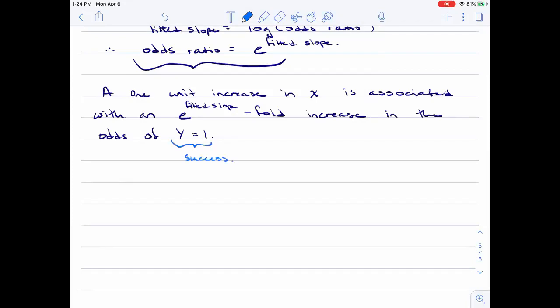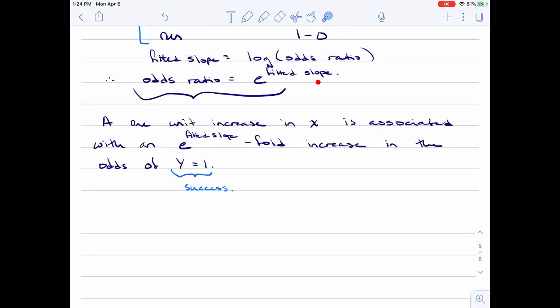And so here we're talking about, okay, well, I can use the fitted slope to find the odds ratio, and how I interpret that is a 1-unit increase in x, whatever x is associated with that number, so a 2-fold increase in the odds of a success, or in general, y equals 1.